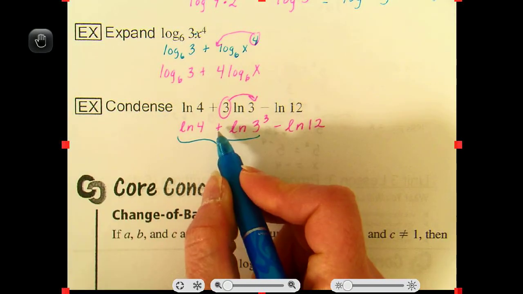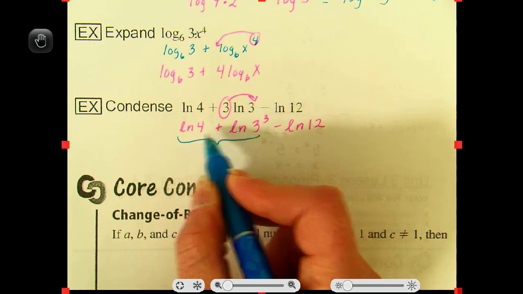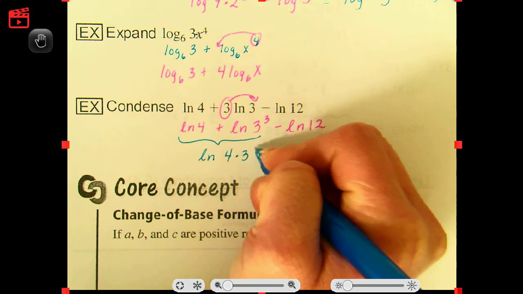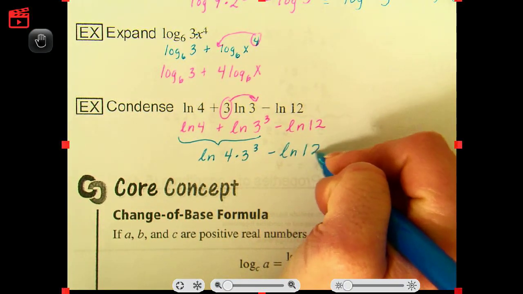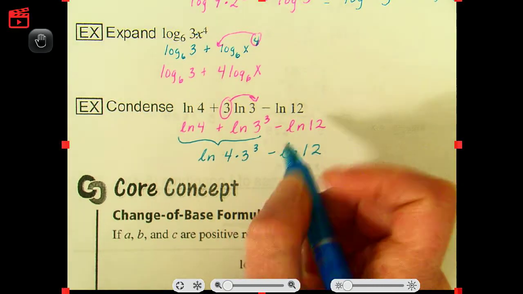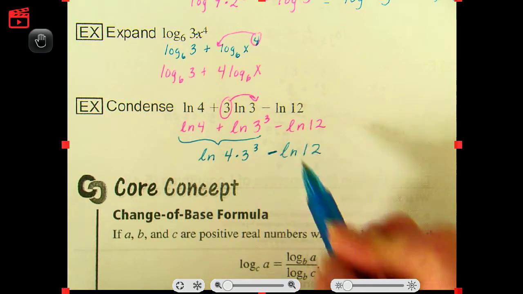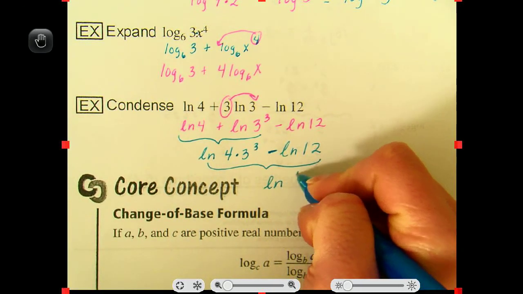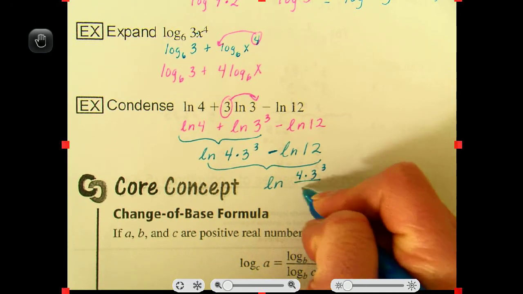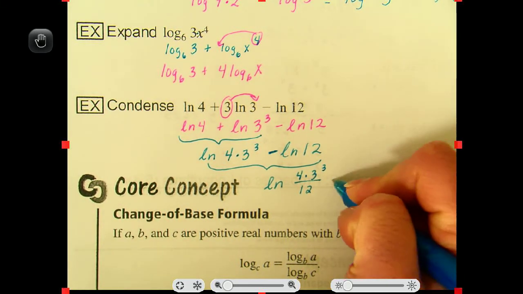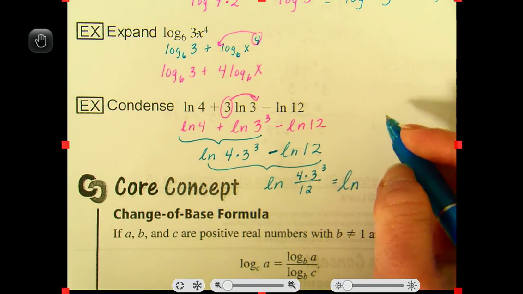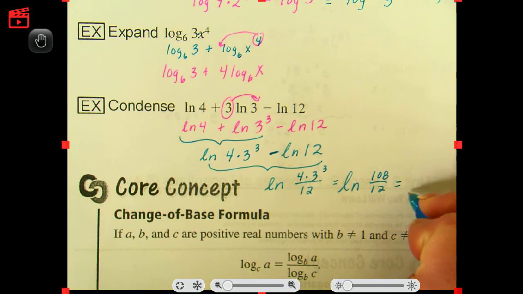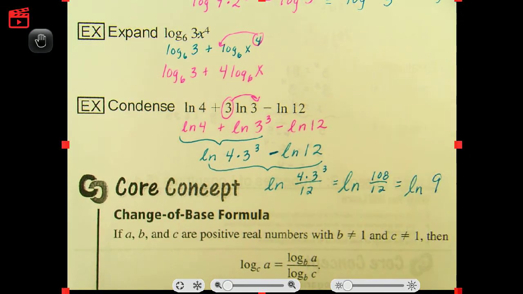Next step, I notice that I'm adding. So I like to think of that, if I just rotated it a little bit, it looked like a multiplication sign, so I can change addition to multiplication. So that'd be natural log of 4 times 3 cubed. And then I can change subtraction to division. So this will be the natural log of 4 times 3 cubed divided by 12, and then you just tidy it up. 4 times 3 cubed is 108. And then when you divide that by 12, you get the natural log of 9.